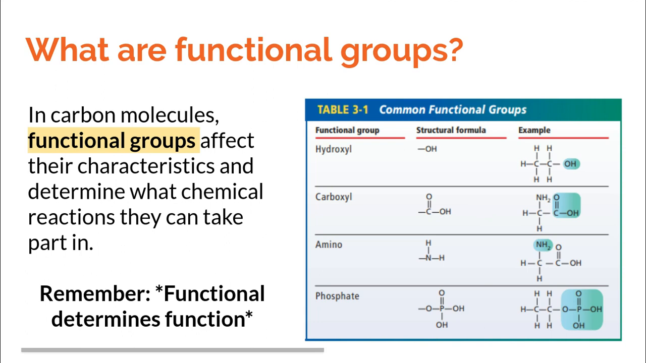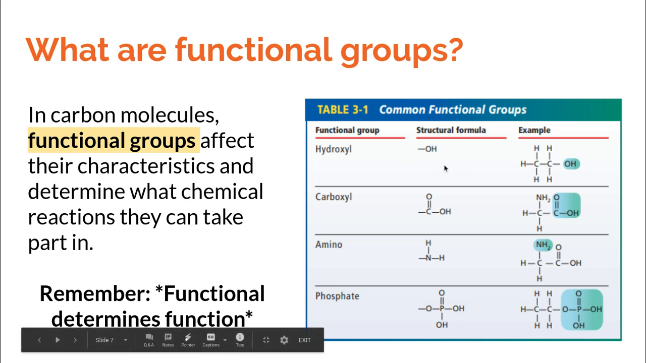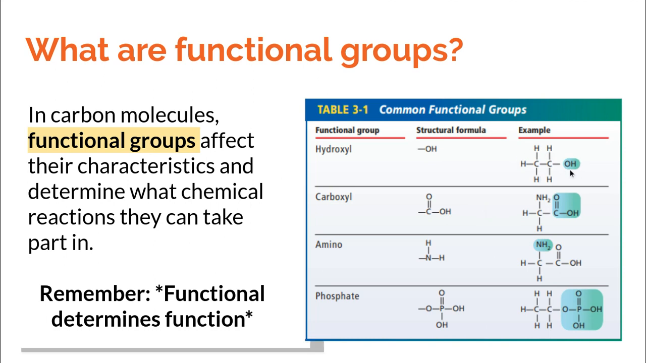For example, this hydroxyl group here, OH, if I have just a regular carbon chain and I add an OH, that makes this into what's called an alcohol. So it is a polar molecule. It can mix with water. That lends us more information about what its characteristics are because of this functional group. So just remember, functional group determines function. The group determines what the job of this molecule is or what it can do.